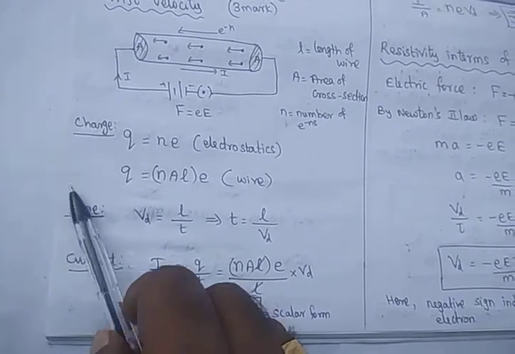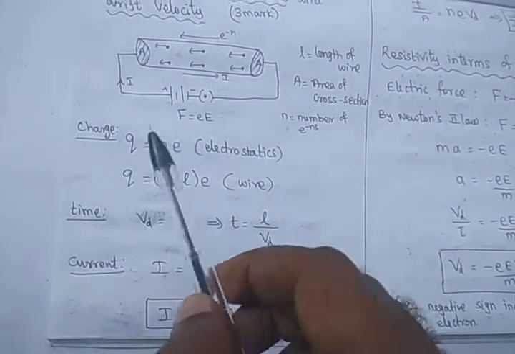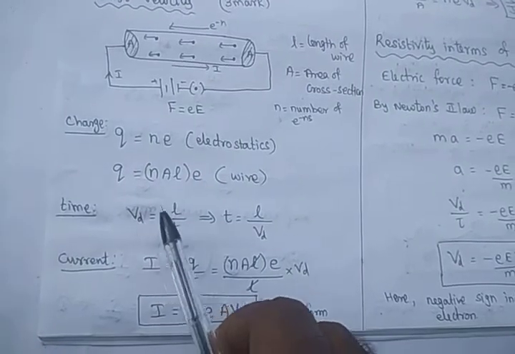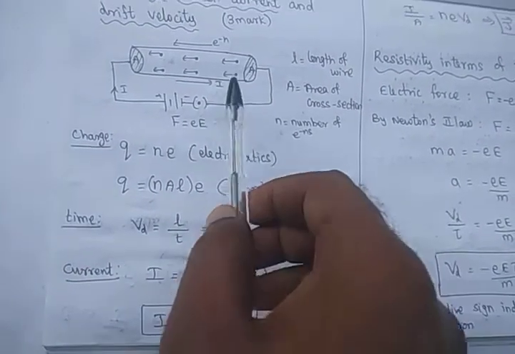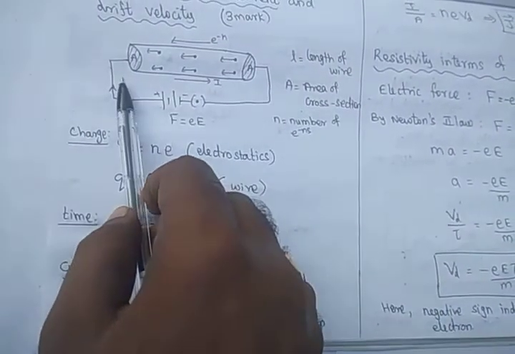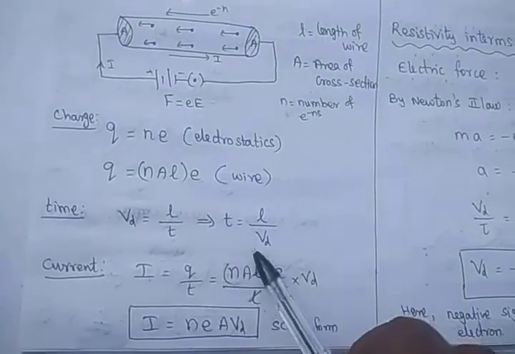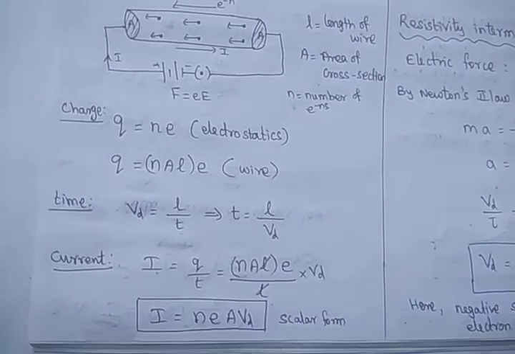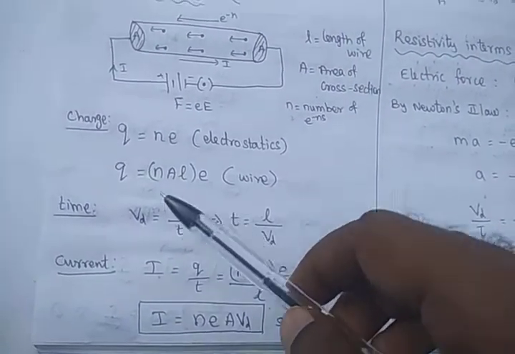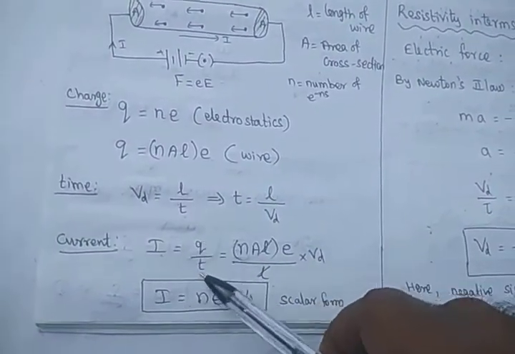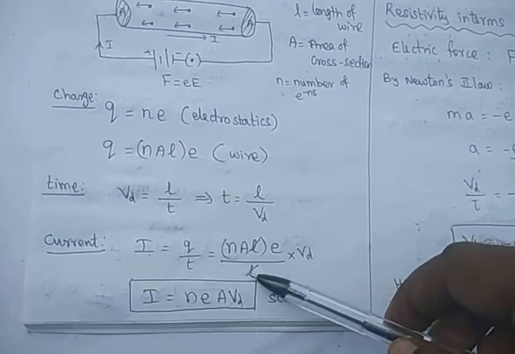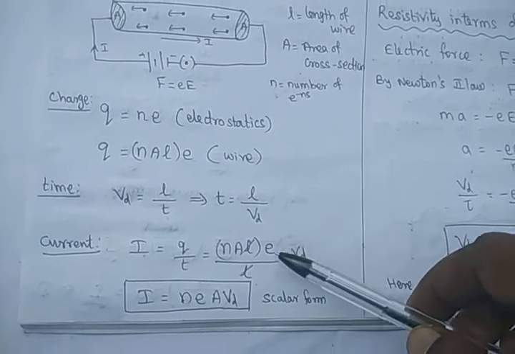Then time. How can we calculate the time? The current flows per unit time. Drift velocity is equal to distance by time. The distance traveled by the electron is L and the time taken is T. So bring the T to this side and Vd here, T equals L by Vd. Substitute this T and Q in current I equals Q by T. We get NAL by L by Vd.